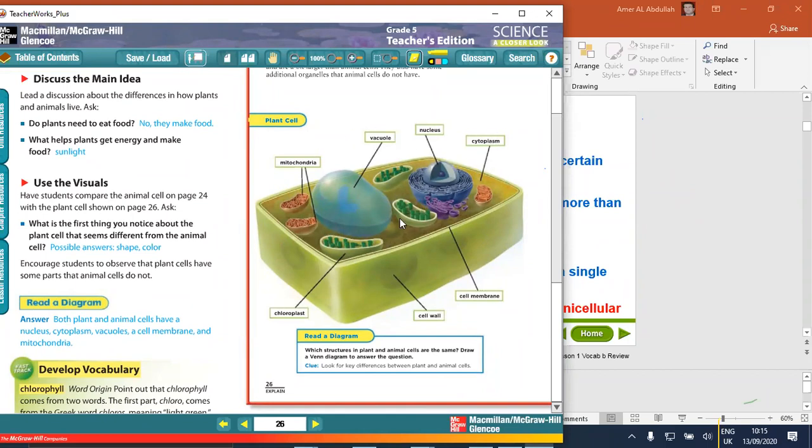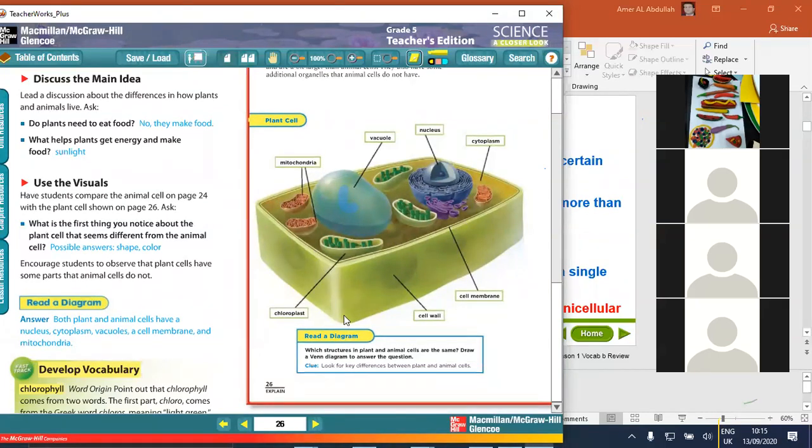The plants need to eat food. No. The answer is no. They make food. What helps plants get energy and make food? Sunlight.